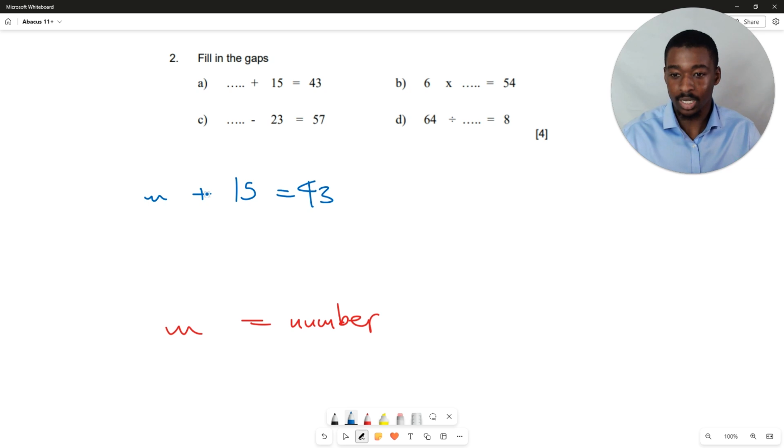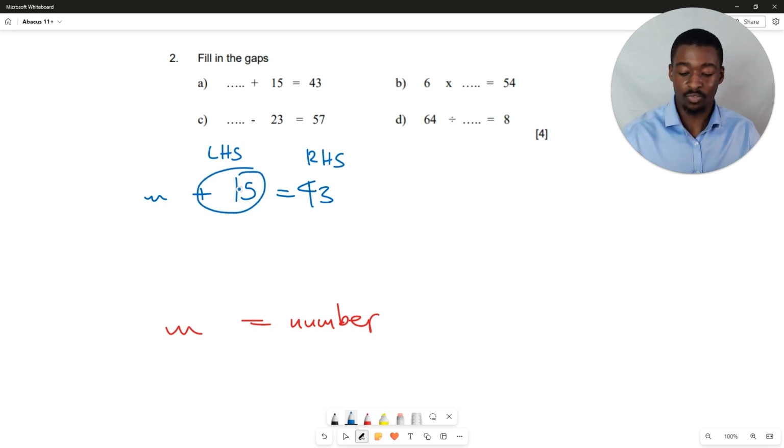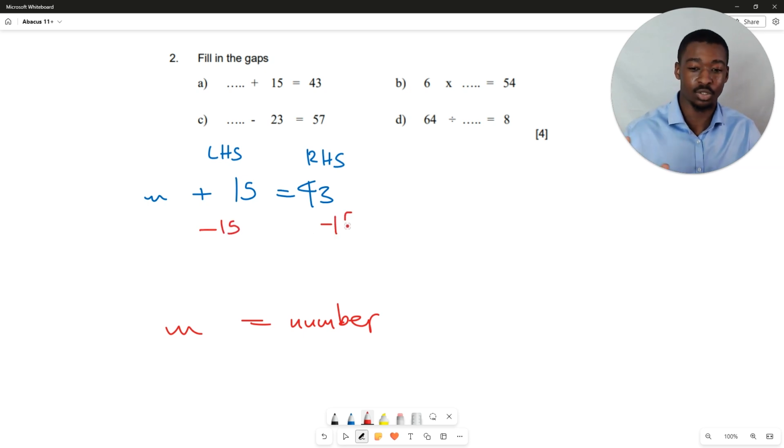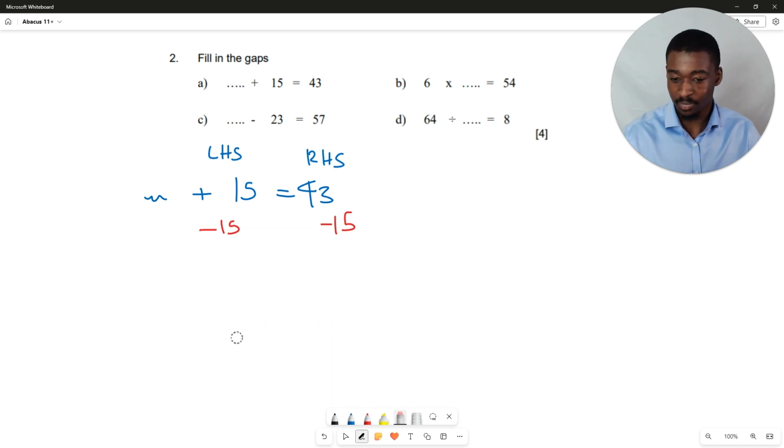Well, we have to rearrange this. And how do we rearrange it? Well, we have the left-hand side and we have the right-hand side. We're trying to remove this plus 15. And we can remove the plus 15 by minusing 15. So we minus 15 from both sides of the equation, because whatever we do to one side, we have to do to the other side. On our left-hand side, we have something plus 15 minus 15. These two cancel out. So we have that thing we're looking for, the gap. And then on the right-hand side, we have 43 minus 15.